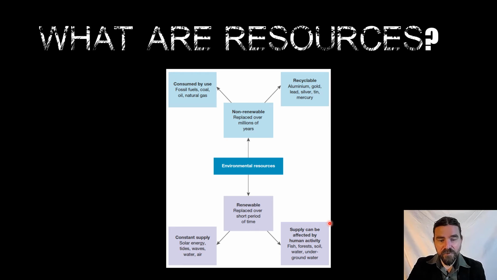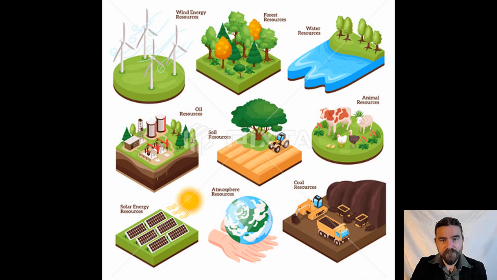And they are the four types of environmental resources: non-renewable consumed by use, non-renewable recyclable, renewable constant supply, renewable supply affected by humans. Copy that diagram down. Here's a lovely little, I just love these little block diagrams. Here's examples of some different resources with cute little artwork.